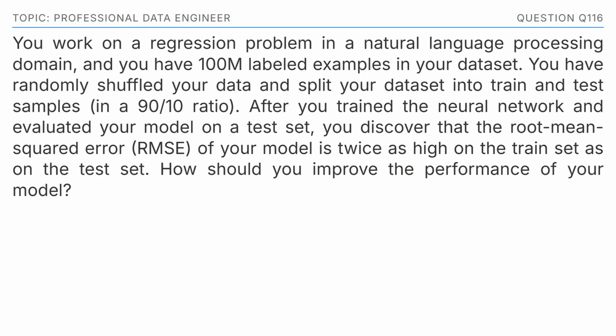You work on a regression problem in a natural language processing domain, and you have 100M labeled examples in your dataset. You have randomly shuffled your data and split your dataset into train and test samples in a 90 out of 10 ratio. After you trained the neural network and evaluated your model on a test set, you discover that the root mean squared error, RMSE, of your model is twice as high on the train set as on the test set. How should you improve the performance of your model?